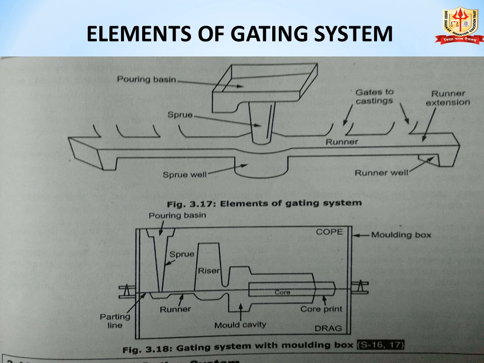Then next part is the gate. These are the openings through which the molten metal enters the mold cavity. The shape and cross section of the gate should be such that it can readily be broken off after casting solidification, and also such that it should allow molten metal to enter into the mold cavity smoothly.